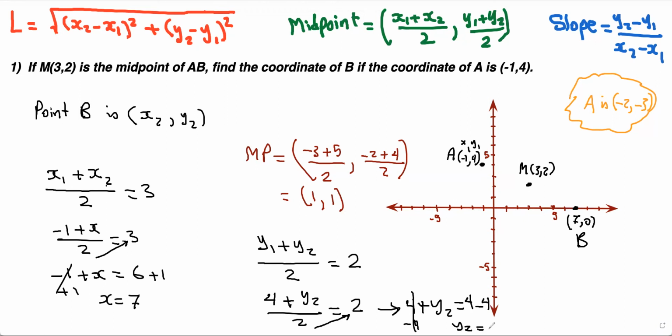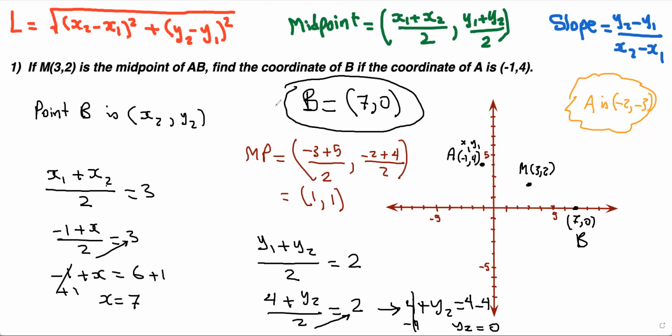y2 equals 0. So that's how we find the x and the y coordinate of B when we're given A and we're given the midpoint. So therefore, B equals 7 and 0. And that's your answer right there.